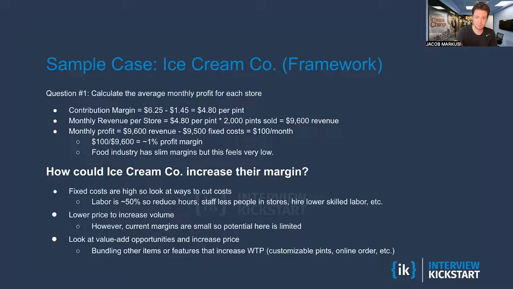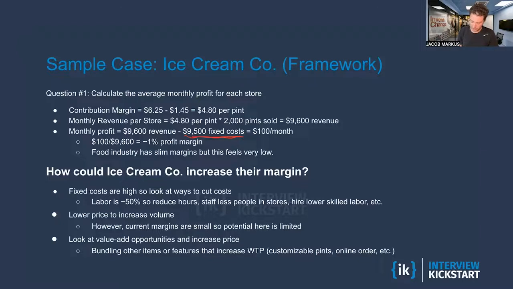So the fixed costs are pretty high, right? The 9,500 here. So maybe there's something there that we could do. Labor is 50% of that. So maybe less people in the stores or hiring lower skilled labor that we don't have to pay as much. That's one possible solution. And again, this is just brainstorming. So anything that you feel like you can, in the real world, kind of explain some of these numbers, this is your chance to do that.